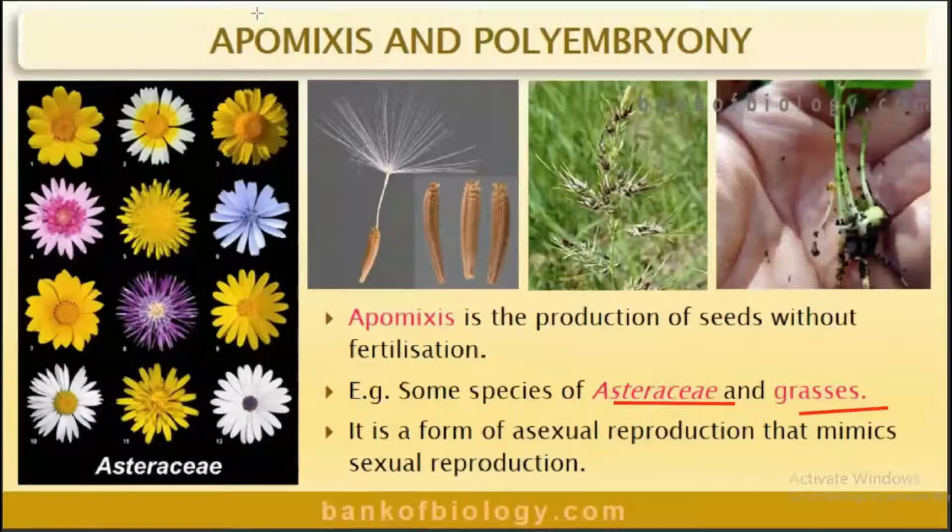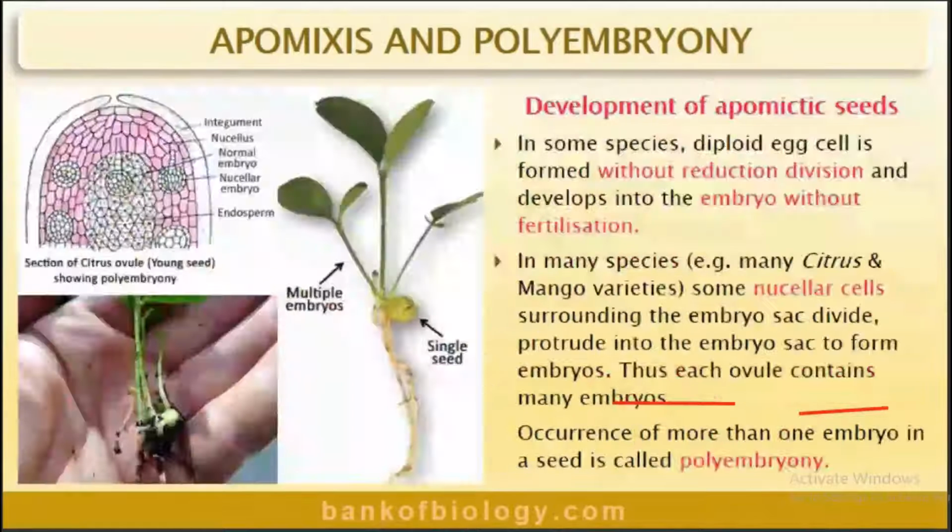Yes, next we can see what is polyembryony. What do you mean by polyembryony? Many citrus and mango varieties. We can see occurrence of more than one embryo. Can you see here? See, multiple embryos are present, but only one develops into new plant. Why? Because zygotic embryo only gives rise to new plant, others all degenerate.